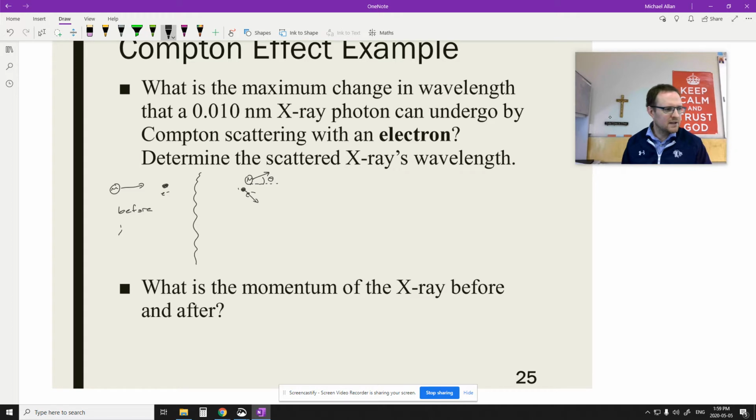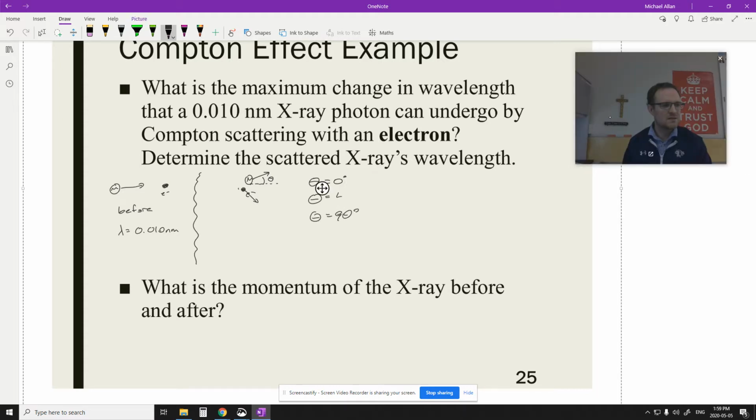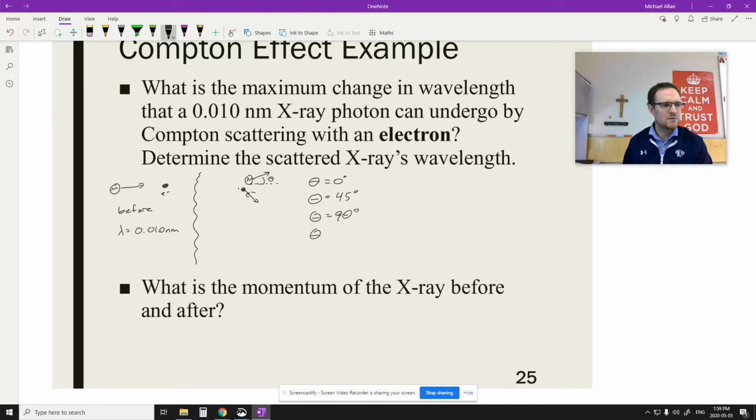So my wavelength before the scatter is going to be 0.01 nanometers. Not too worried about anything else there. What I'm going to do here is think about what happens at different angles. So if my theta was 0 degrees, or if my theta was 90 degrees, let's go even bigger. What if my theta was 135 degrees? And what if it was 180 degrees?